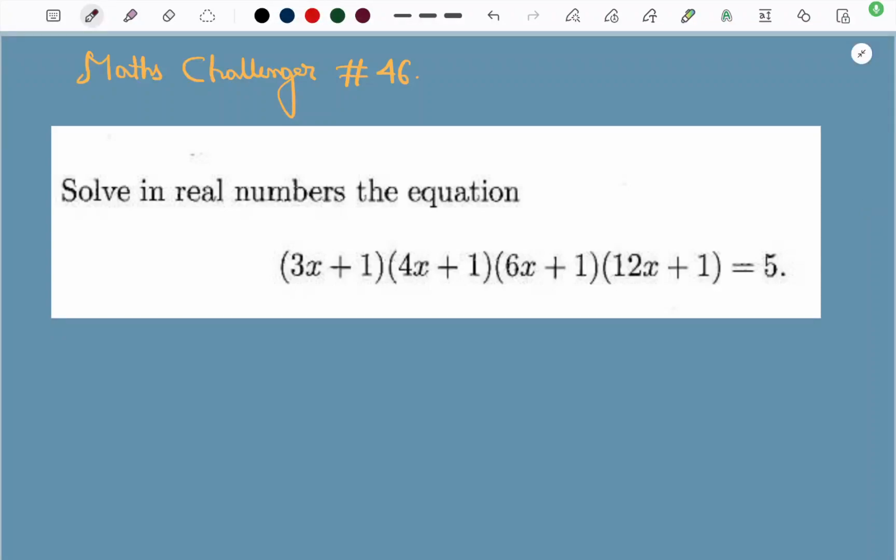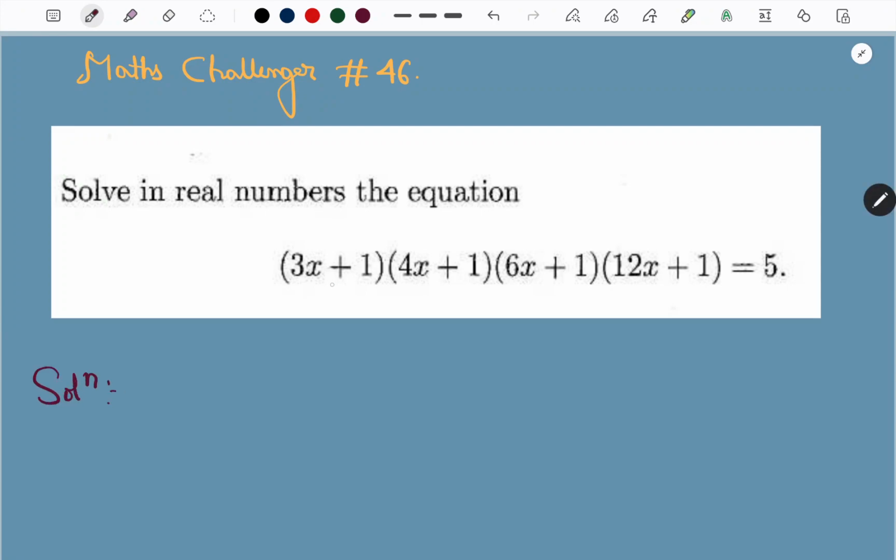Of 46. It says solve in real numbers the equation (3x+1)(4x+1)(6x+1)(12x+1) = 5. Now this is a nice question of, you can say, a biquadratic equation. So how do we proceed?